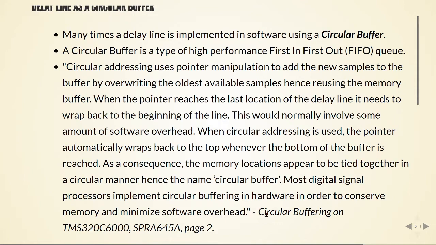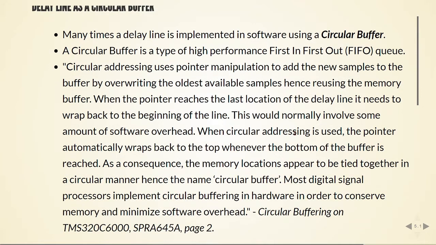When the pointer reaches the last location of the delay line, it needs to drop back to the beginning of the line. This would normally involve some amount of software overhead, and when circular addressing is used, the pointer automatically drops back to the top whenever the bottom of the buffer is reached. As a consequence, the memory locations appear to be tied together in a circular manner, hence the name circular buffer. Most digital signal processors implement circular buffering in hardware in order to conserve memory and minimize software overhead.